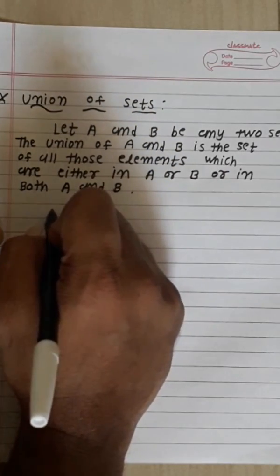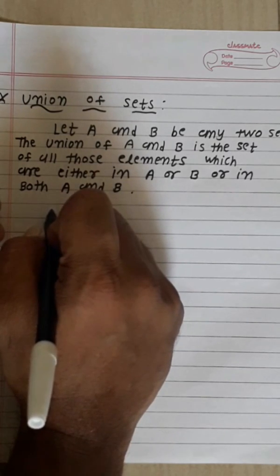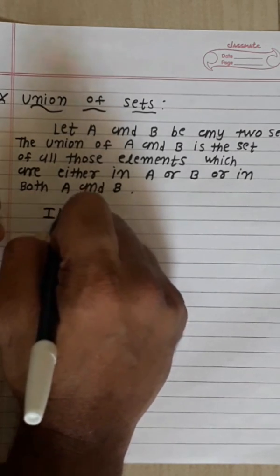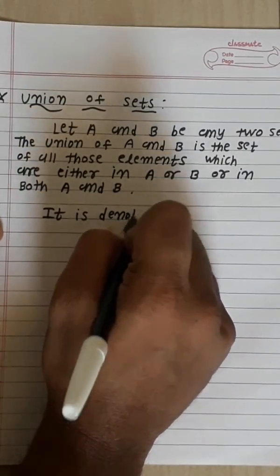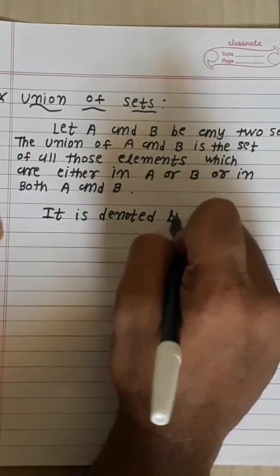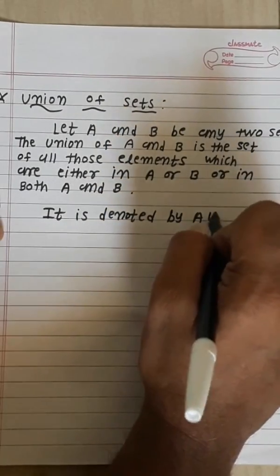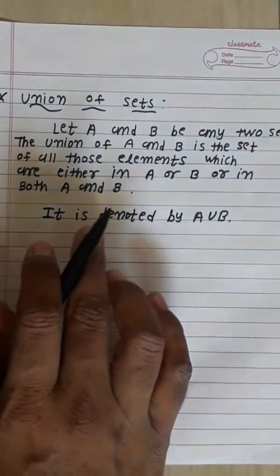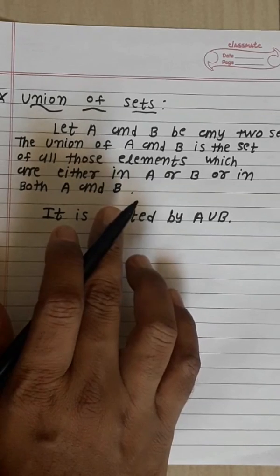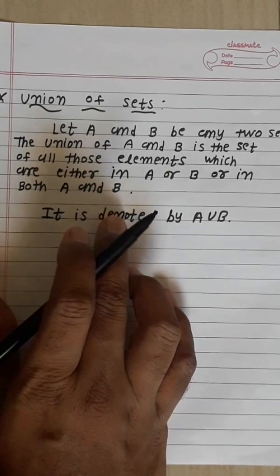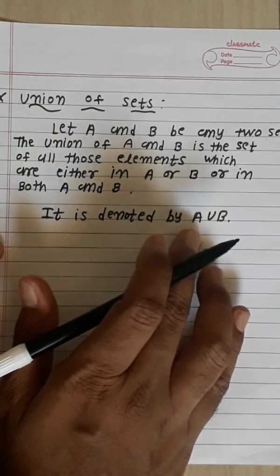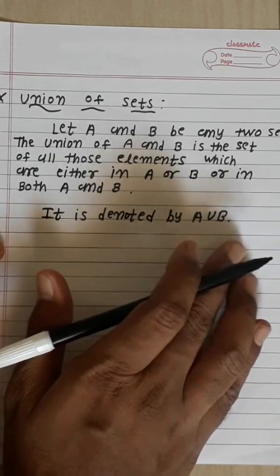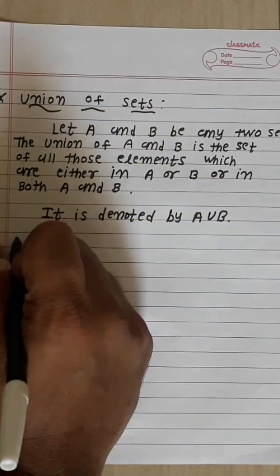Union of sets is denoted by A union B. Now what is the meaning of this definition? That means all the elements of set A as well as all the elements of set B we can include in A union B. So it is called A union B.